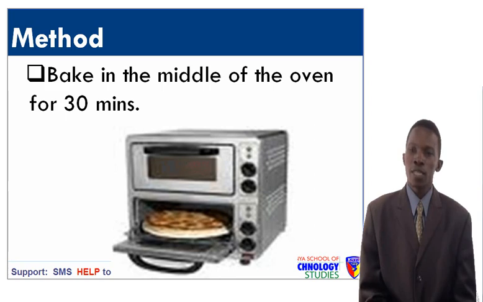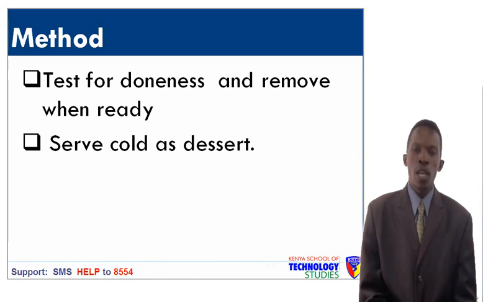So after the 30 minutes, you will confirm that the cake is done by piercing with a fork. If the fork goes in easily, then the cake is ready. If it goes in with difficulty, then the cake is not ready and you need to allow more time for baking.